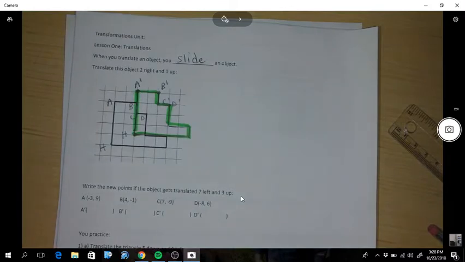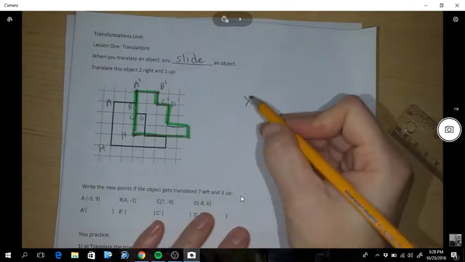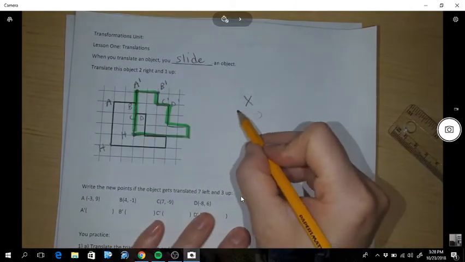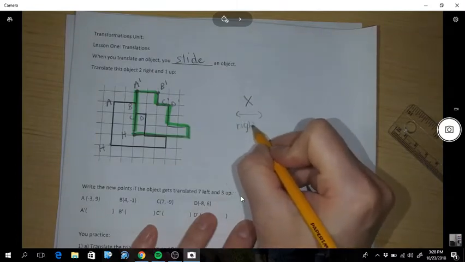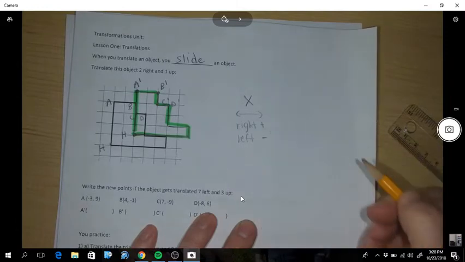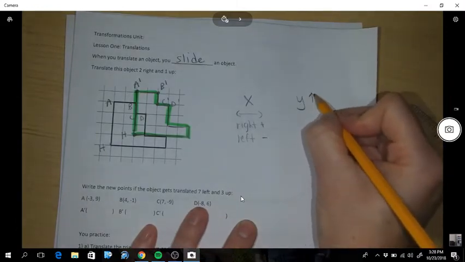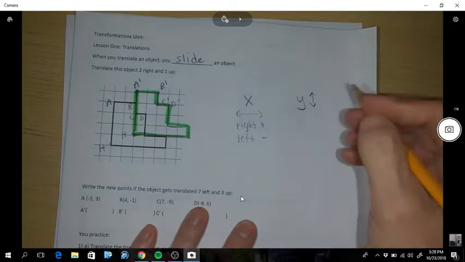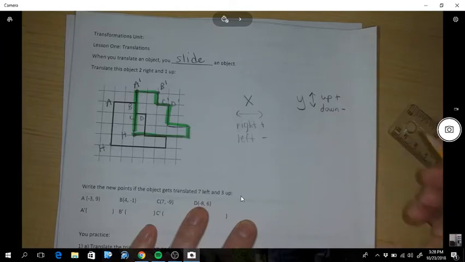So here's what happens. You move the X points, so X moves this way. If you go right, it's positive, and if you go left on the X-axis, it's a negative direction. Then you can also move Y, which moves up and down. So up is positive and down is negative for the Y. Okay, so that's what's happening.